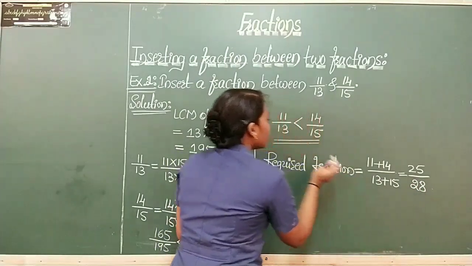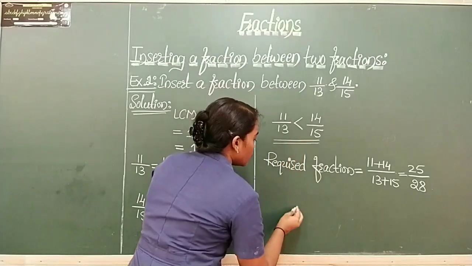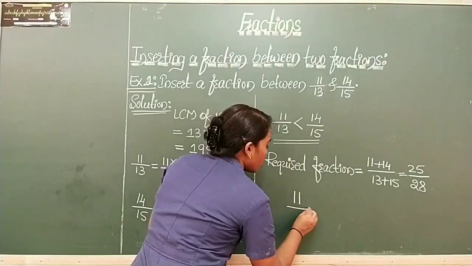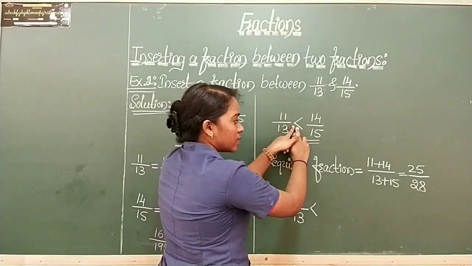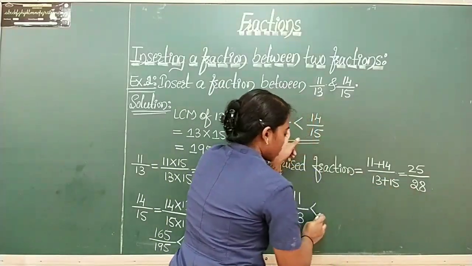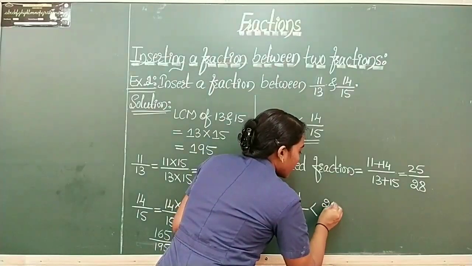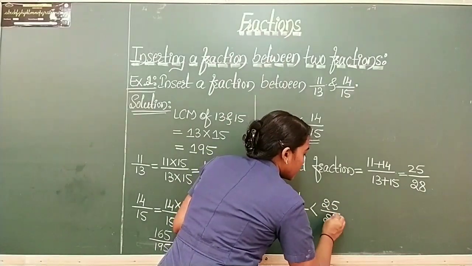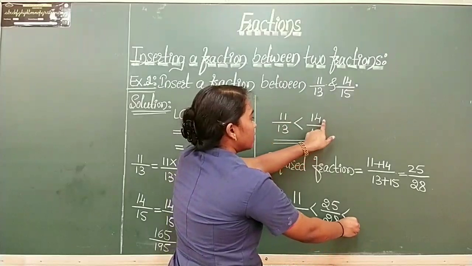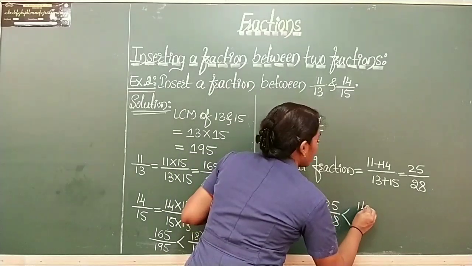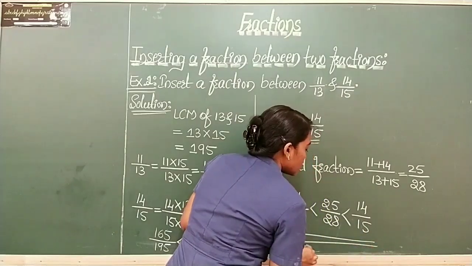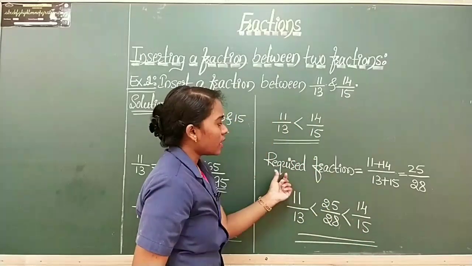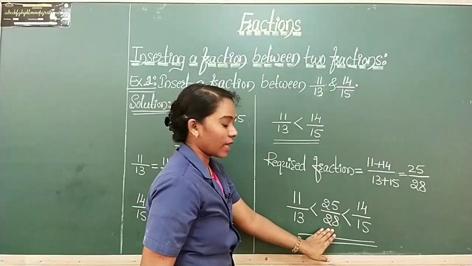This fraction you have to insert in between these two fractions. Therefore, 11 by 13 is less than, you have to write this fraction here, 25 by 28, which is less than this fraction, 14 by 15. So, in this way you have to insert the required fraction.